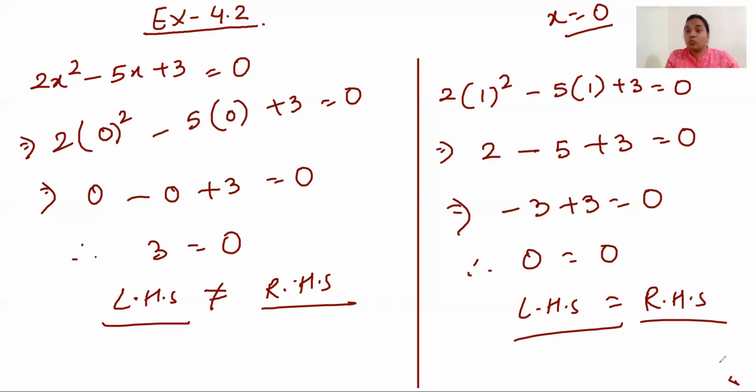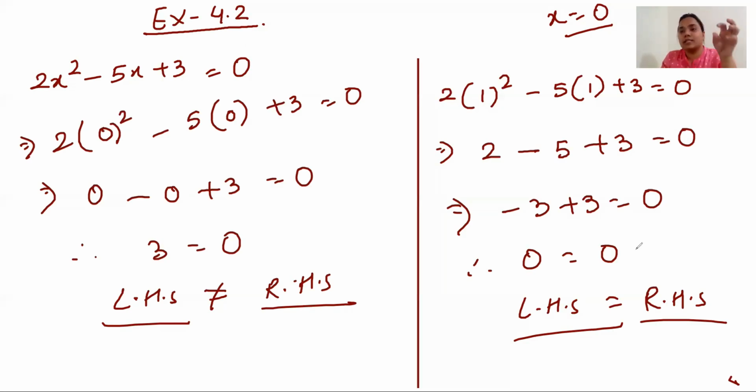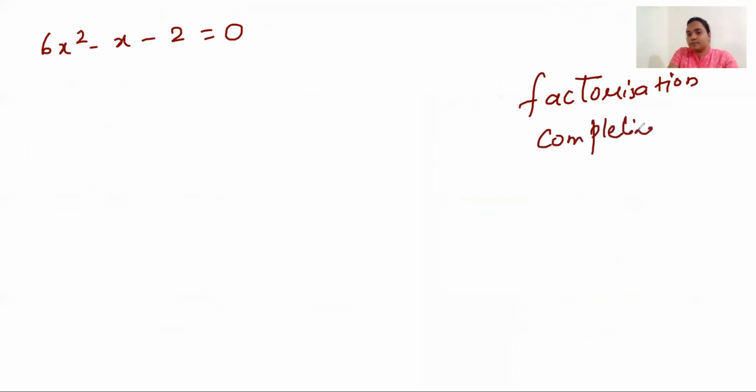Now let's understand how to find the zeros of the equation. In this question, we just guessed two values. This was the hit and trial method, and we checked whether this is the answer or not. But we cannot do this every time. So we should know how to find the zeros of the equation. There are three methods to find them. One is factorization. The other is by completing the square. And the third is the formula, the quadratic formula.